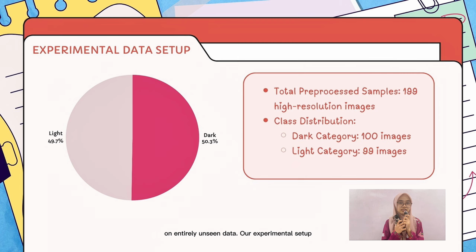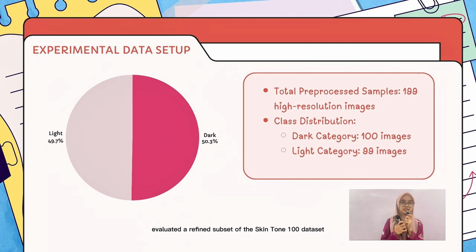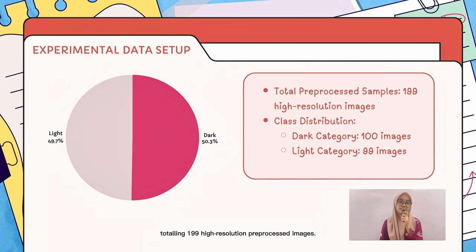Our experimental setup evaluated a refined subset of the Skin Tone 100 dataset, totaling 199 high resolution pre-processed images. To test foundational classification boundaries cleanly, the sample is evenly split, containing 100 dark and 99 light category images. While our code is engineered to handle a 4-tier system including mid-dark and mid-light, our current experimental baseline focuses on these two populated subsets to ensure statistical balance.